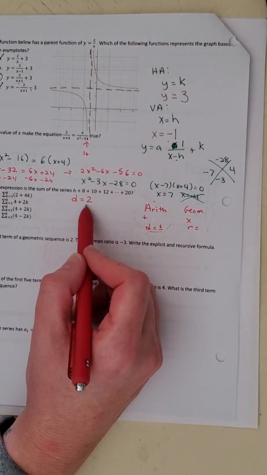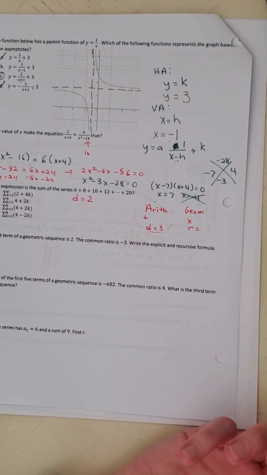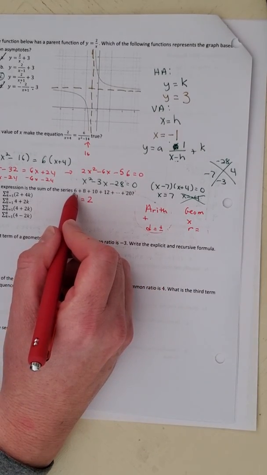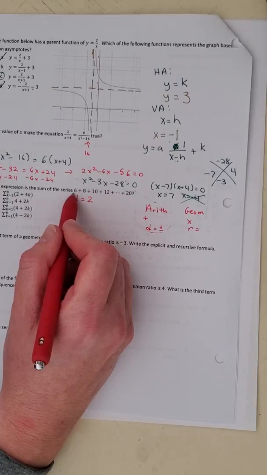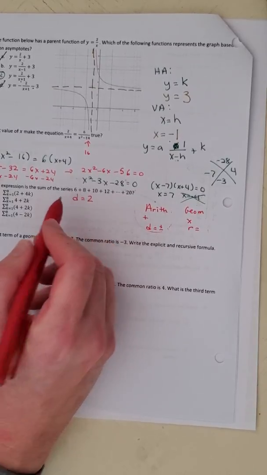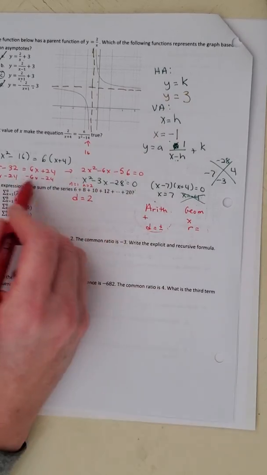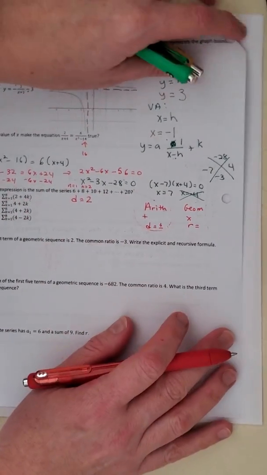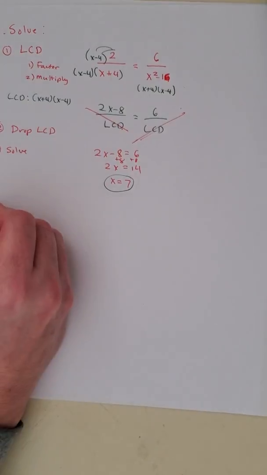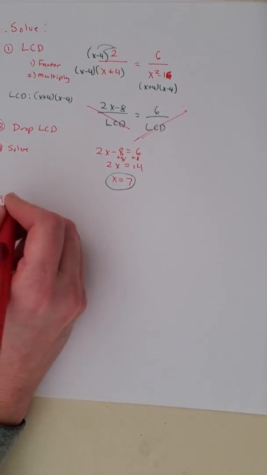So after we identify d equals 2, one way you could do this problem is to plug in your values, plug in your terms. So like n is 1, n is 2, and see which of these is true. So I'm going to try that method for you, and then I'll show you the method that I would prefer.